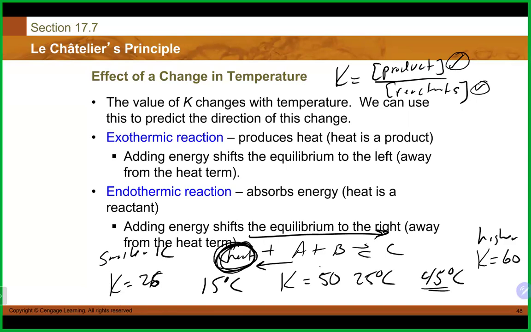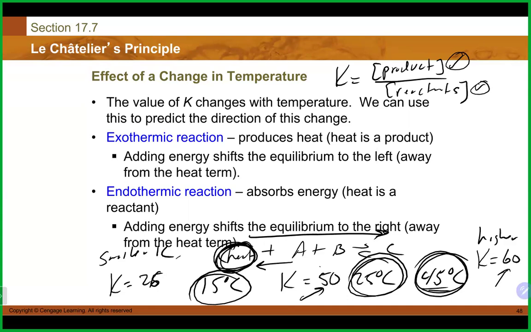Again, if I was to keep it at 45 degrees and do a bunch of experiments, I should hit 60 pretty much in my example here for my equilibrium constant. If I left it at 25 degrees, I should hit 50. And if I left the reaction at 15 degrees, I should end up with a K value of 26 in my example. Again, comparing K values at different temperatures, we will get different K values, but you will get consistent K values at a consistent temperature. Any questions on that there?